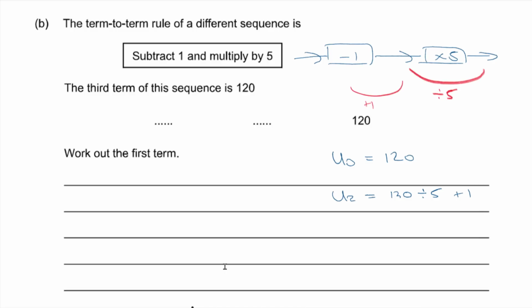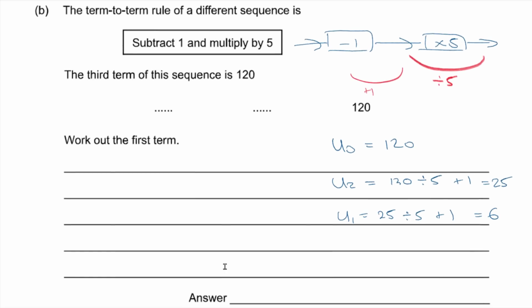So 120 divided by 5, what's that? That's 24 plus 1 is 25. So my second term u2 is 25, and my first term u1 is going to be the same thing. I'm going to take 25, my second term, divide it by 5, and add 1. 25 divided by 5 is 5, plus 1 is 6. So u1 must have been 6 to start with. So what's the first term? The first term is 6.